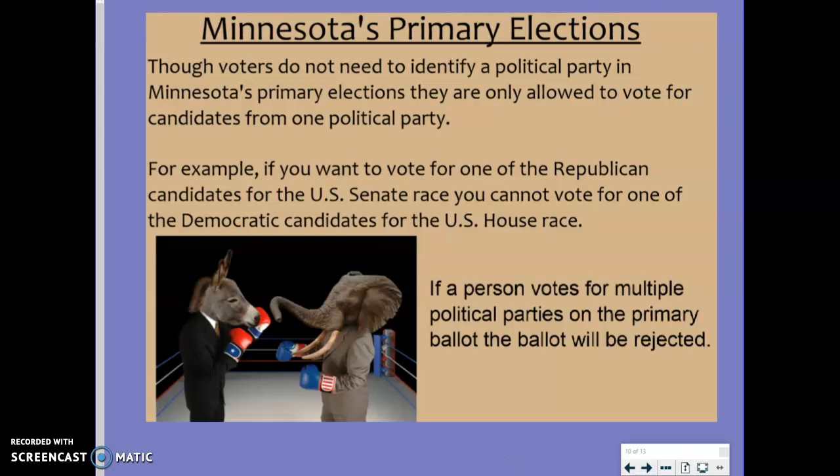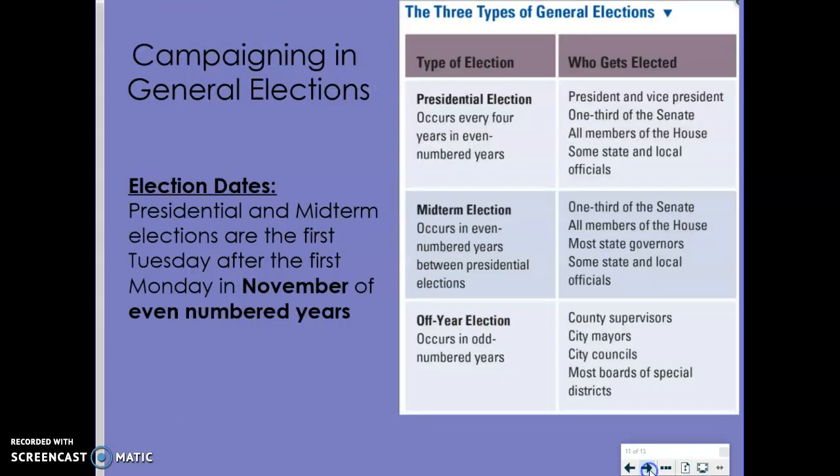In Minnesota, we have primaries. We no longer have a caucus for presidential elections. Although voters don't need to identify a political party in our open primary elections, they're only allowed to vote for candidates from one political party. So for example, if you want to vote for one of the Republican candidates for the U.S. Senate race, you can't vote for a Democratic candidate for the U.S. House. When you go in, you pick your person. You don't have to be a registered party member, but once you vote for one of the parties, it's straight ticket voting the rest of the way down. If you vote for multiple political parties on the primary ballot, your ballot will be rejected.